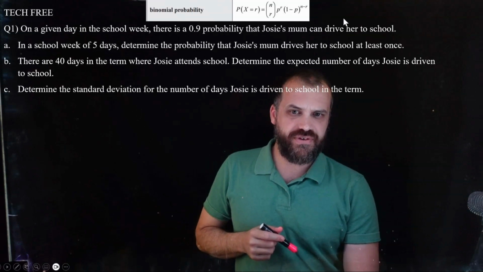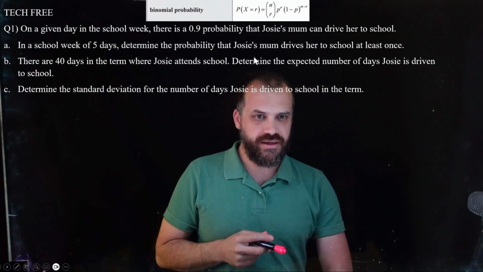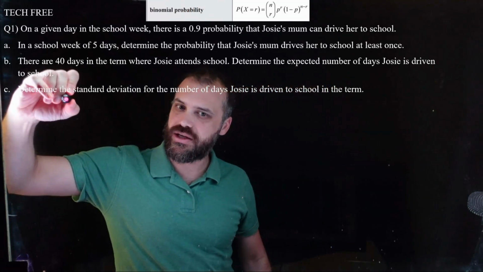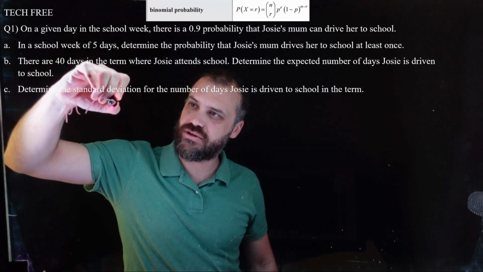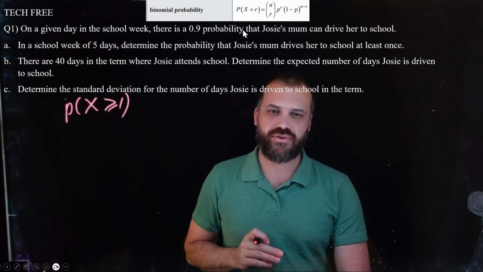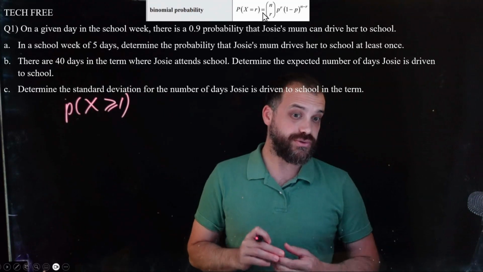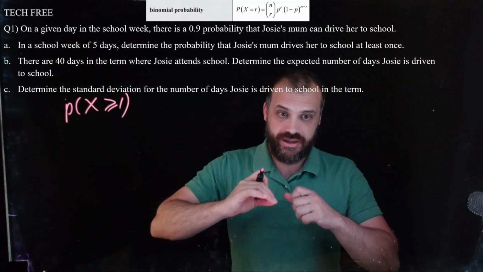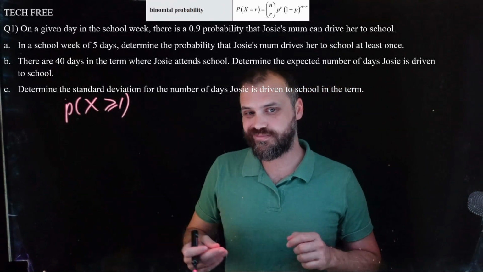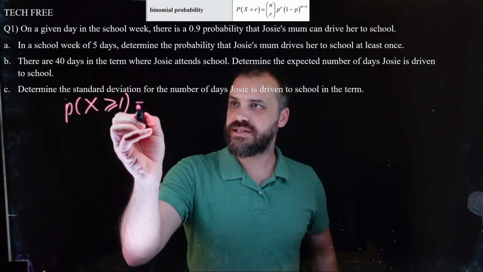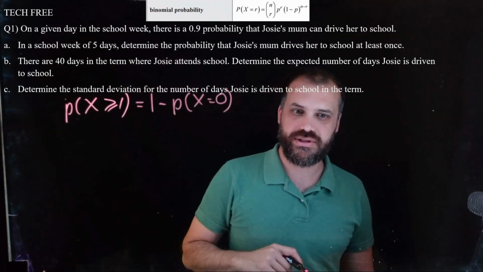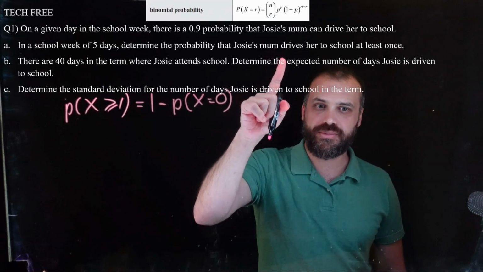And that means that part A feels tricky because it's saying drives her to school at least once. So the probability that x is greater than or equal to 1. Now that feels like a problem because our formula doesn't deal with greater thans or equal tos, it only deals with equal tos. But trick, and this comes up all the time in these externals, if you're asked to find greater than or equal to 1, or greater than 0, we can say that that's equal to 1 minus the probability that x is equal to 0. And that our formula can deal with.